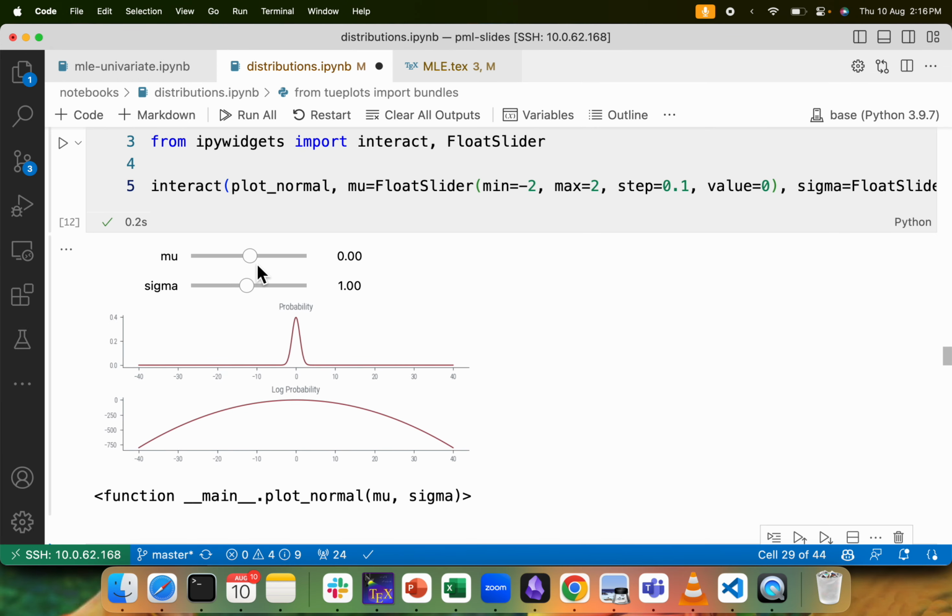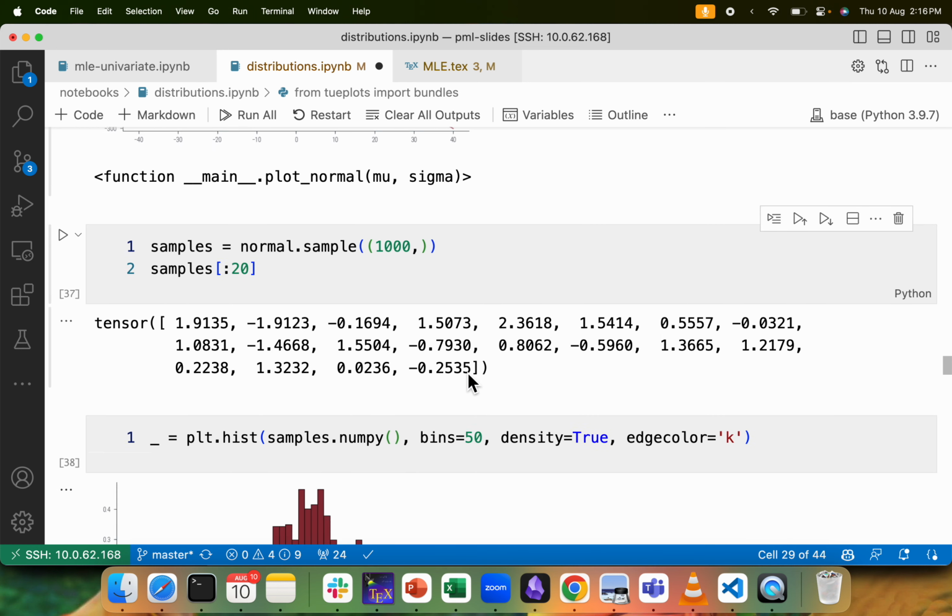So all you want to see is that if you vary the mu, right? And you vary the sigma, right? The log probability will always continue to exist. Whereas for a lot of ranges of values, the probability will just come out to be a 0 value. Okay.